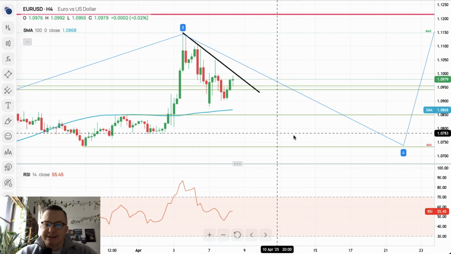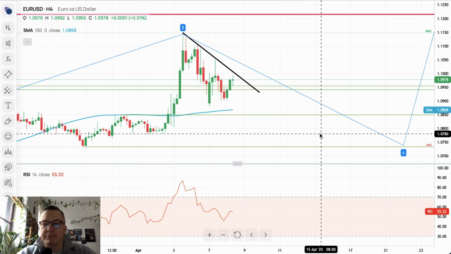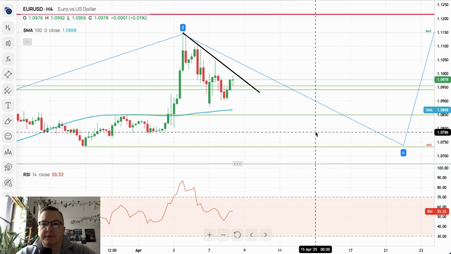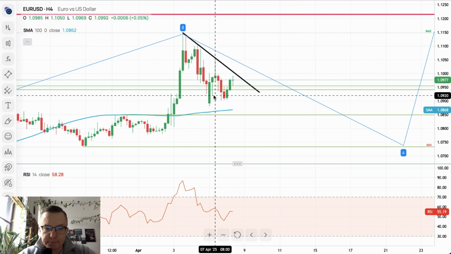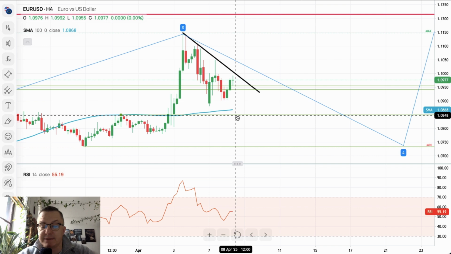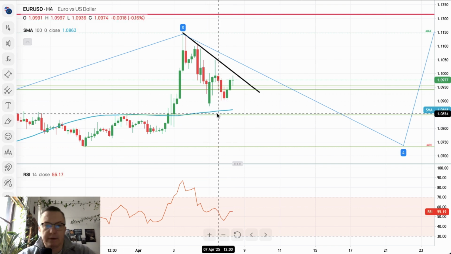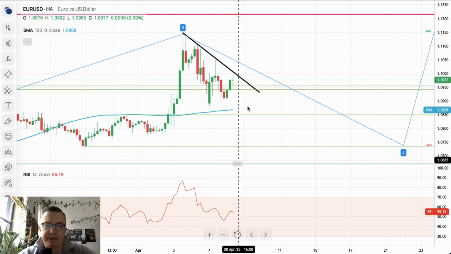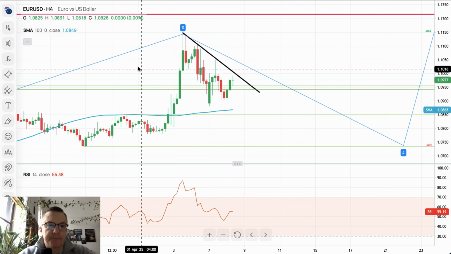Right now, this correction cycle might be a triangle, might be a double zigzag, might be ABC flat, ABC irregular flat. There are really a lot of possible combinations. So let's just stick with the simplest one. We are going lower. We are testing the 100 periods moving average, possibly even 1.0848, the technical support, and we should see the market go up and down during the whipsaw trade, as is typical for the corrective cycle.